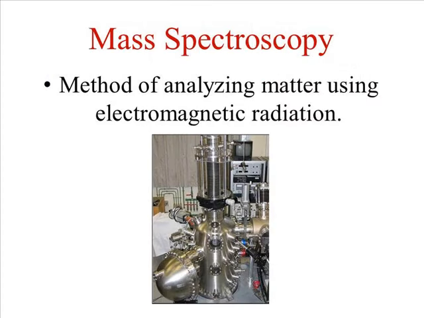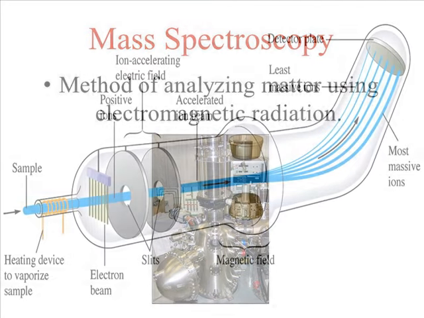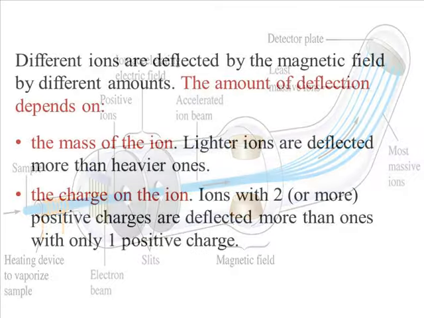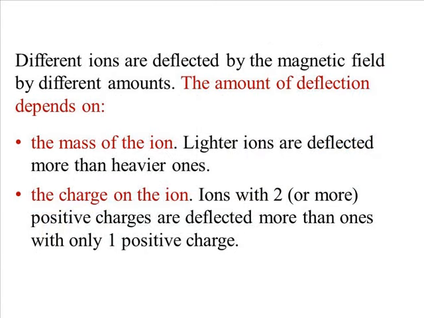Mass spec analyzes by using electromagnetic radiation. You're going to knock electrons off of your sample, turn them into charged particles, move them through the magnets, and hit the detector plate, and different masses are deflected differently. It's important to know that the lighter ones are deflected more, and that the charge also affects. The more positive charges are deflected more. So these are both variables that you need to know. However, they tend to focus on the mass.